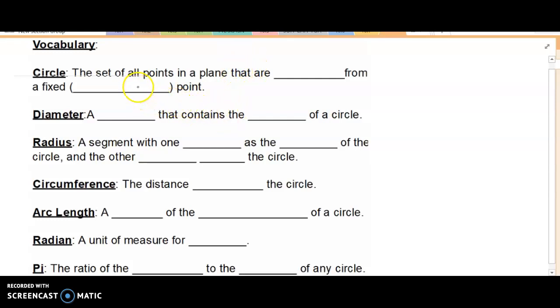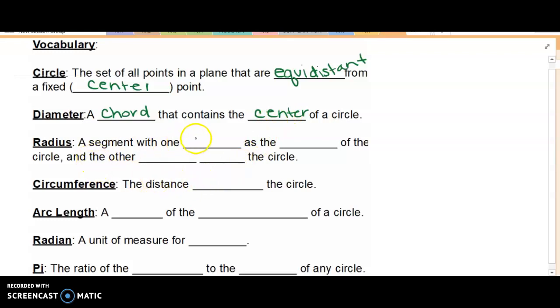So hopefully from last chapter, you remember that a circle is the set of all points in a plane that are equidistant from a fixed center point. Okay, and then a diameter is simply a chord that contains the center of the circle. So it goes all the way across. The diameter is the longest chord in a circle.